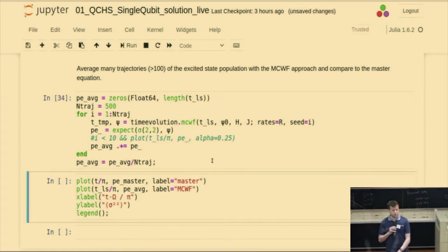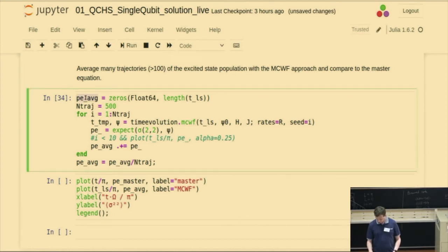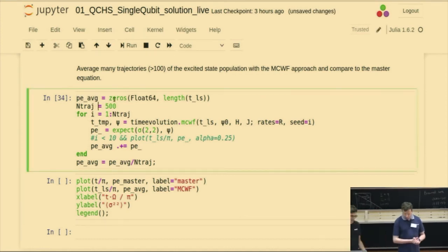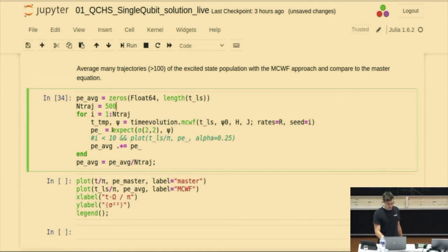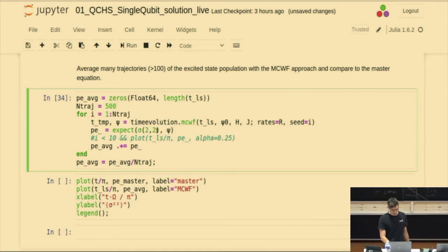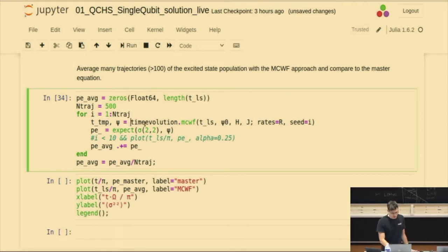So maybe that's a nice hint, if you haven't thought about it yourself, to check those resources as well. Basically what I did is define an empty list with all zeros. I did it here for 500 trajectories, and I calculate the time evolution for different seeds to make it reproducible, then calculate the expectation value as we did before, and then I just added the calculated value to this list of zeros.